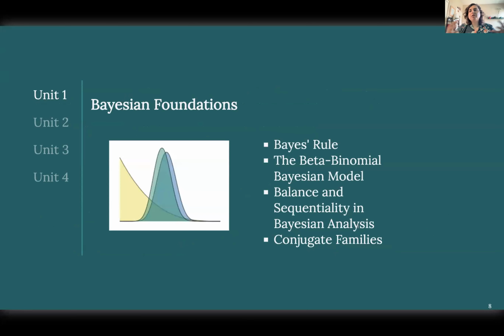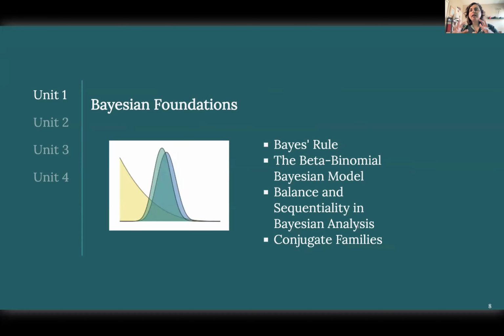Just to give an overview of the course or the book, it's split into 4 units. We first start with Bayesian foundations. We start with Bayes' rule and simple models like the beta-binomial model. We talk about how the posterior analysis works, how it's a balance between the prior and the likelihood. Then we move on to other conjugate models like the gamma-Poisson and normal models.